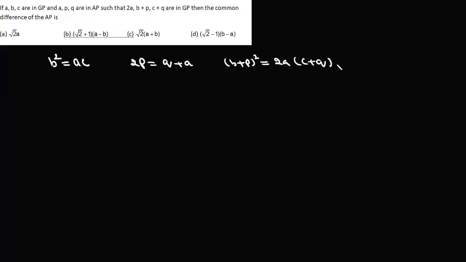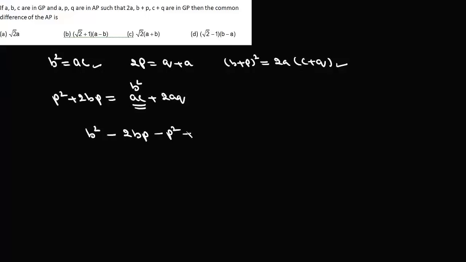Now what we'll do is, we'll subtract first from third, then we can write P square plus 2BP is equal to AC plus 2AQ. Now AC is nothing but B square. We can make it a quadratic in B, so we can write B square minus 2BP minus P square plus 2AQ equals 0.